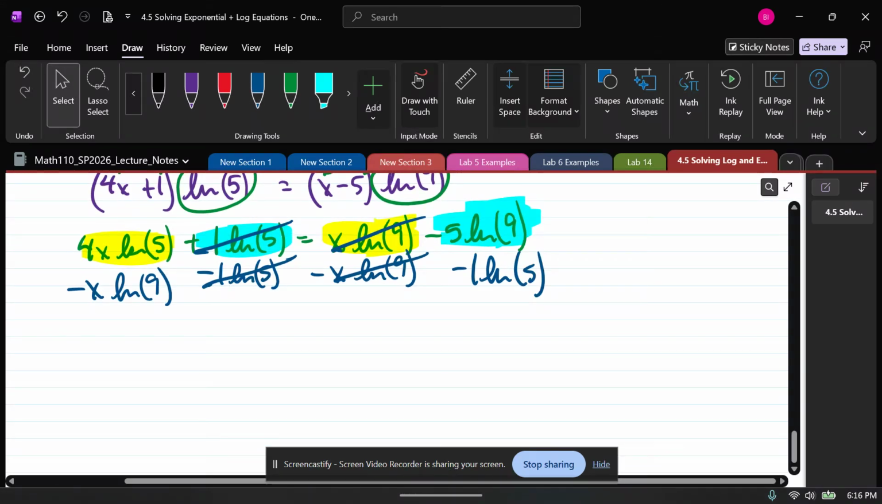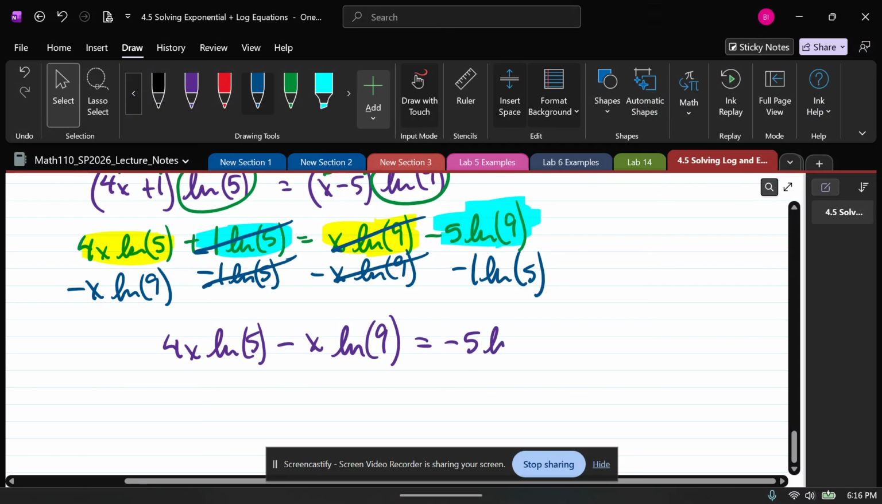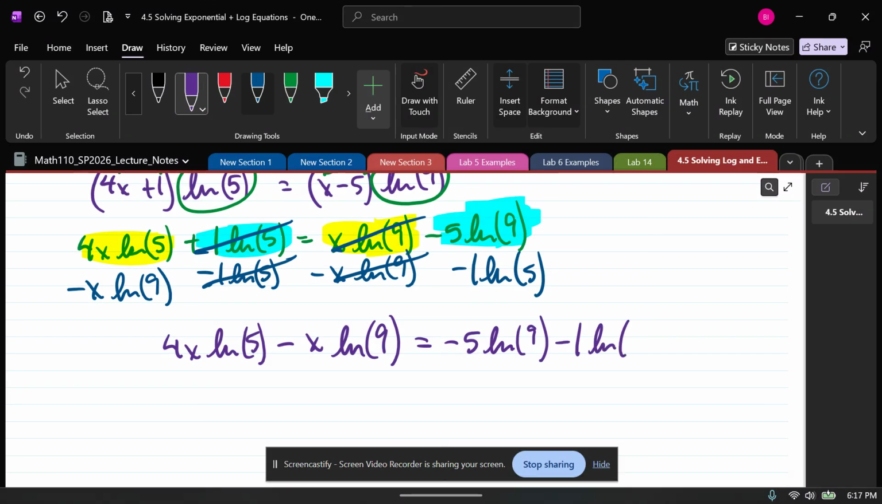Now I'm writing out what I got left. What do I have left? I have 4x natural log of 5 minus x natural log of 9 equals negative 5 natural log of 9 minus 1 natural log of 5. I know it looks awful.